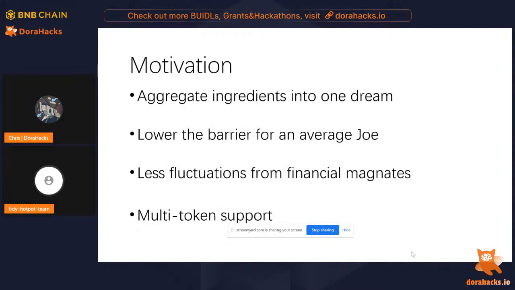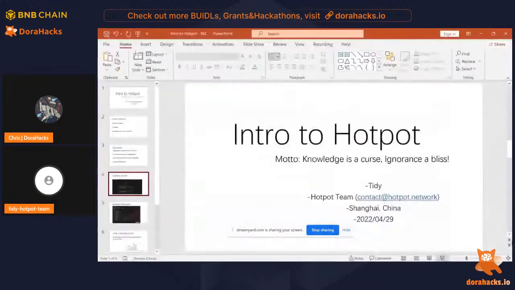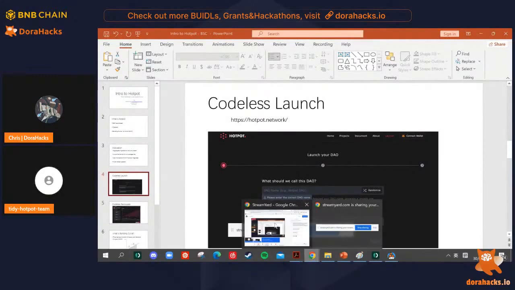The motivation is simple. We want to aggregate ingredients into one dream and also lower the barrier for normal people. There will also be fewer fluctuations from financial shocks because everything is set by formula rules, the bonding curve. And we don't want people bound to certain tokens; they can choose whatever system they want. So it will be a kind of codeless launch.